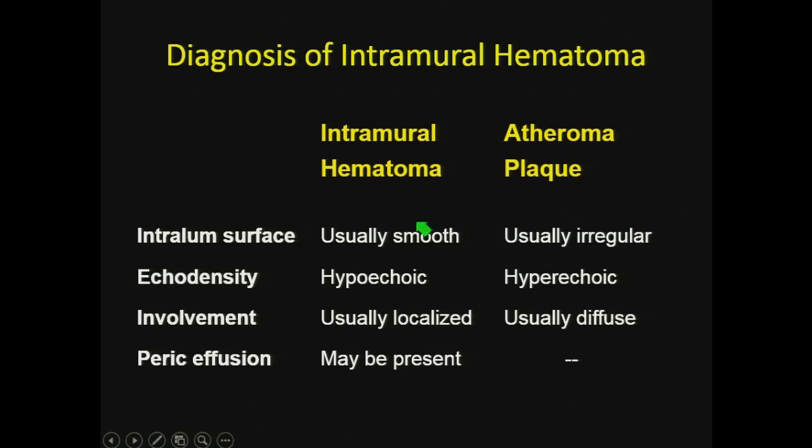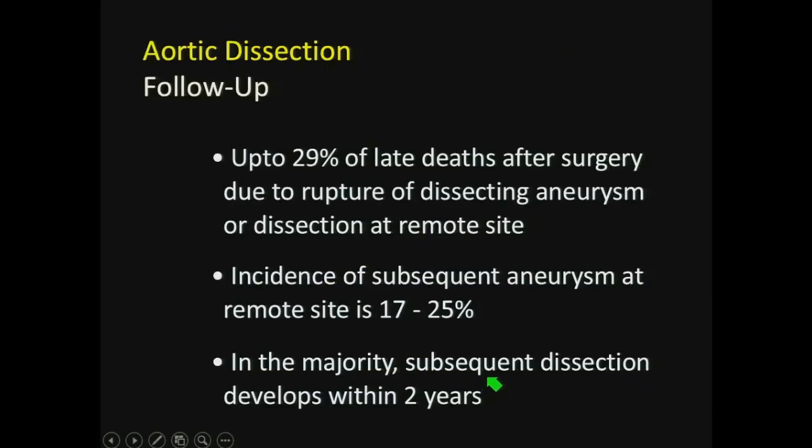And generally, smooth surface in a hematoma, while irregular surface in atheroma, and hypoechoic versus atheroma will have a heterogeneous appearance, or hyperechoic, often with calcium, usually localized, usually diffuse, and particularly in the descending thoracic aorta. Pericardial effusion, if present, may be helpful, but that's only in complicated aortic dissections.